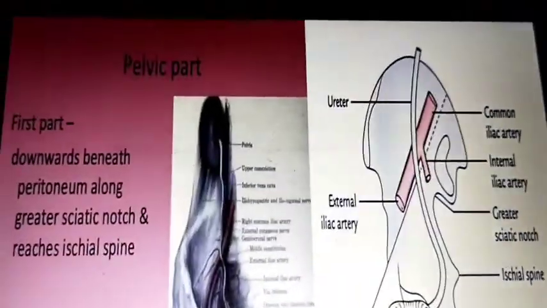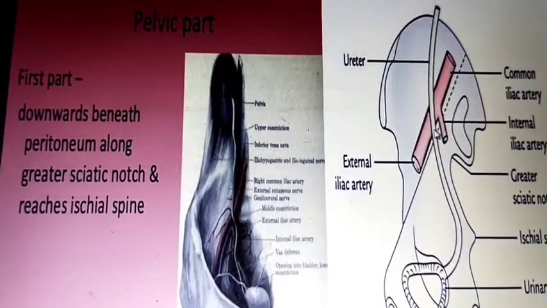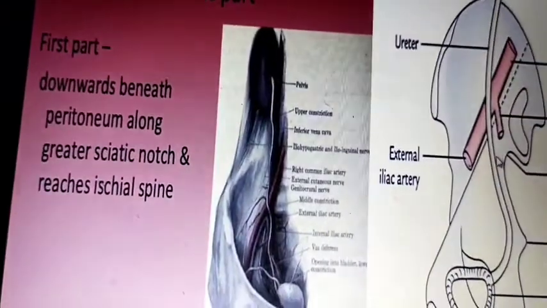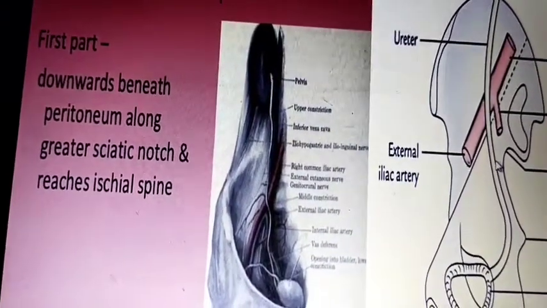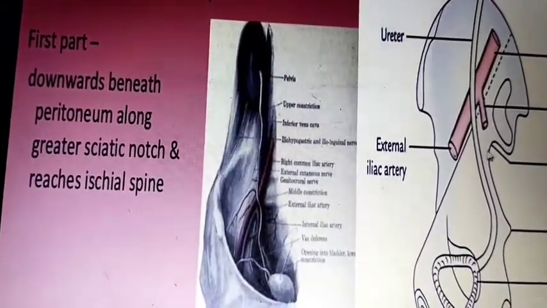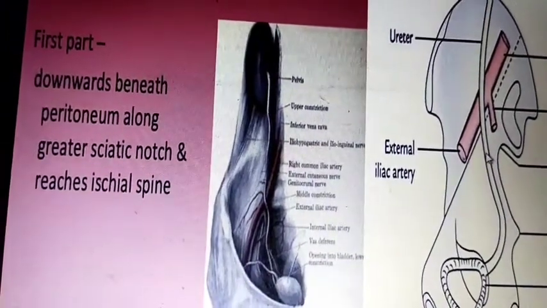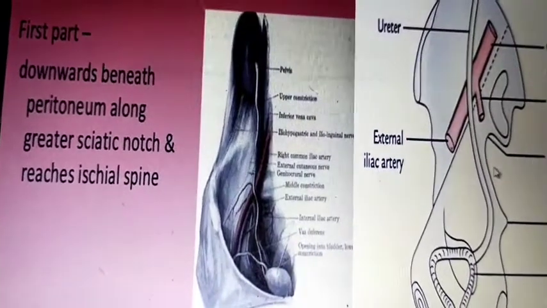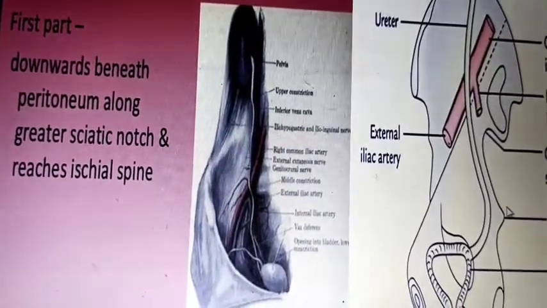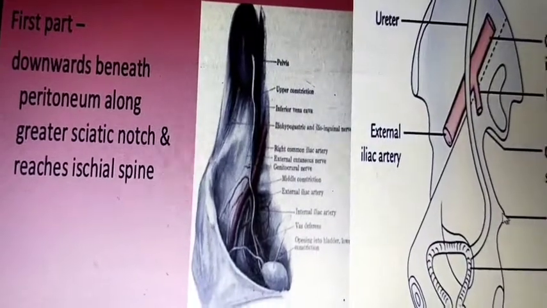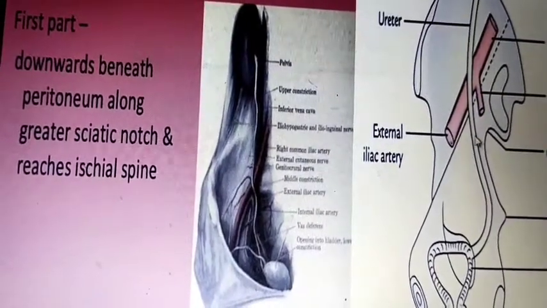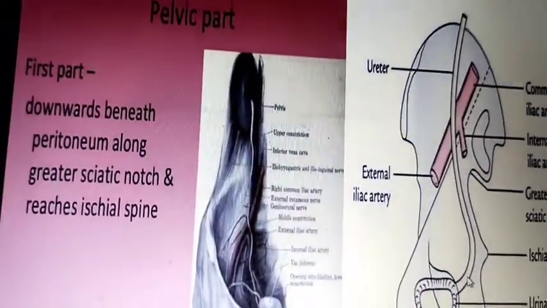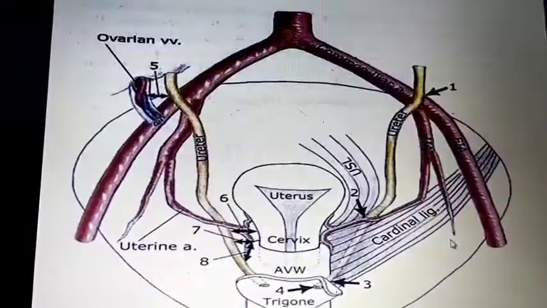You can see here, from here it moves downwards, backwards and laterally from the greater sciatic notch, and from there, opposite to the ischial spine. Along this path, from the greater sciatic notch to the ischial spine, it will move. Then it moves obliquely. You can go for the next slide.